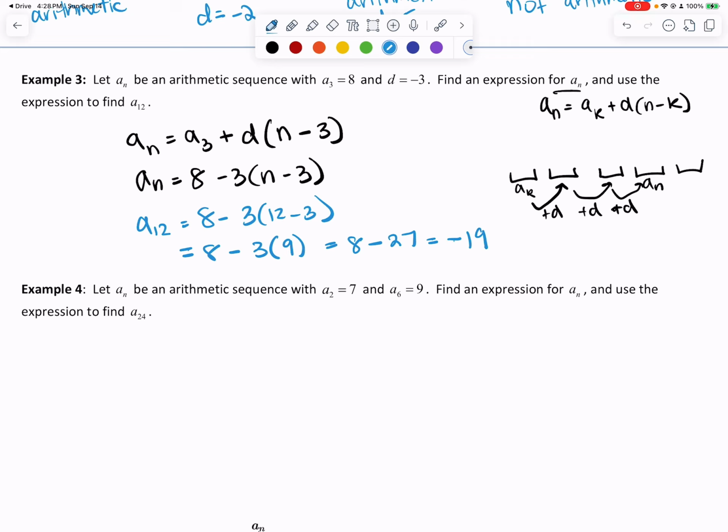All right. You try example 4. Try your hand at it, pause the video, see how it goes, and then come back to see if you figured it out.